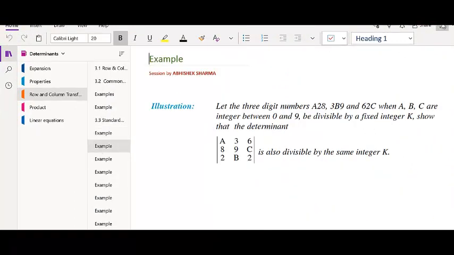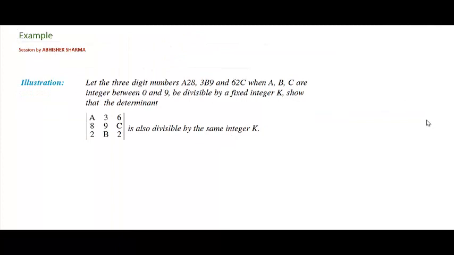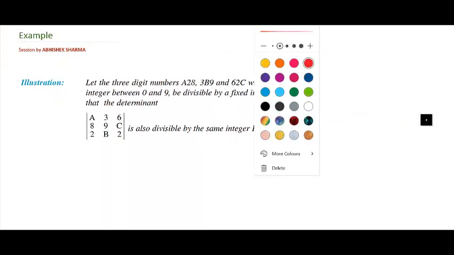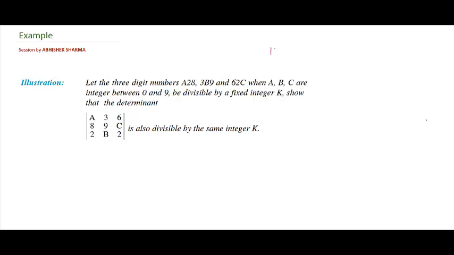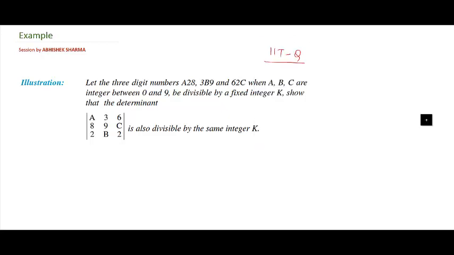Okay, now this question is again an interesting problem. This has appeared in IIT JEE, and let's see how to solve this one. This is again an actual IIT JEE question, a previous IIT question, right? So we'll now understand how to use this particular problem. The idea is that you're given that there are 3-digit numbers A28, 3B9, 62C.